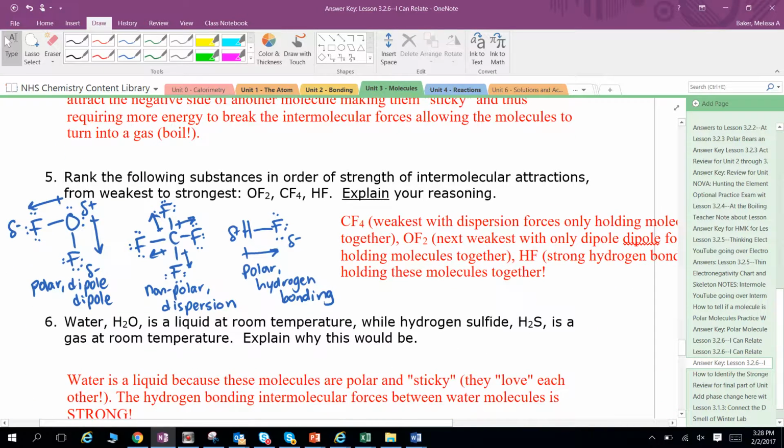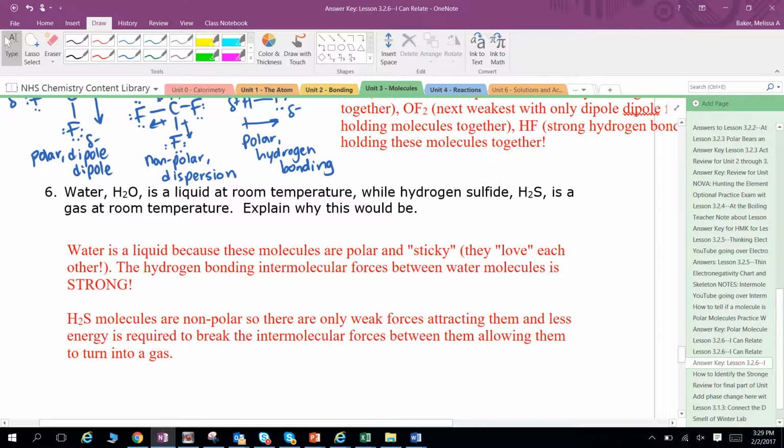Number 5 wants you to rank these in order of the strength of the intermolecular forces. So the weakest here is CF4 because all of the poles cancel out, making that nonpolar with dispersion forces. The medium one would be OF2 because that one has dipole-dipole forces, the medium forces holding them together. And last but not least, HF would have hydrogen bonding, very strong intermolecular forces holding those together.